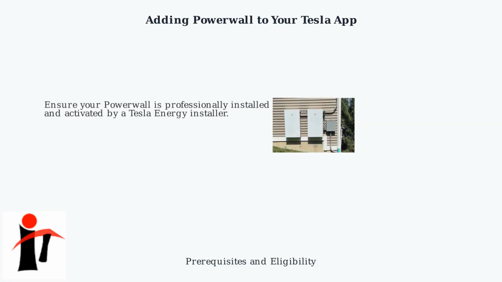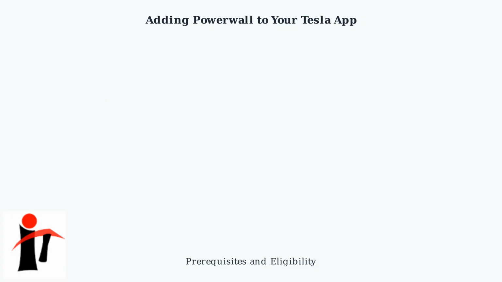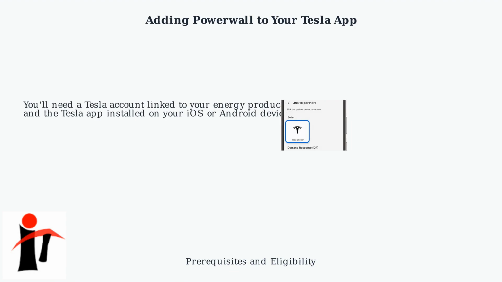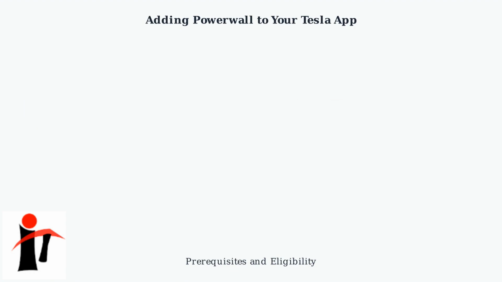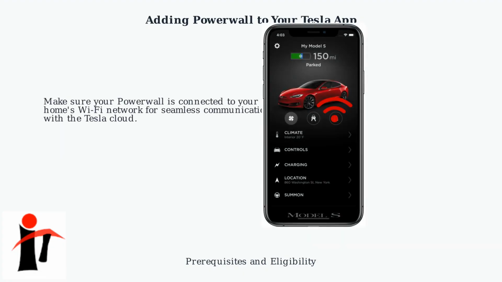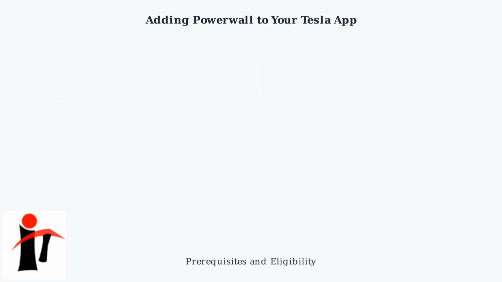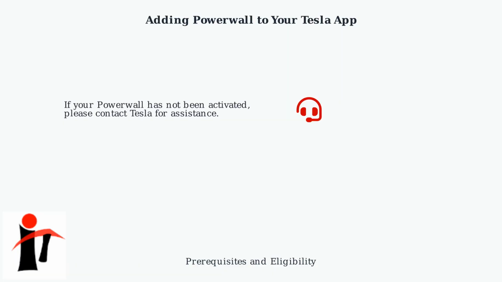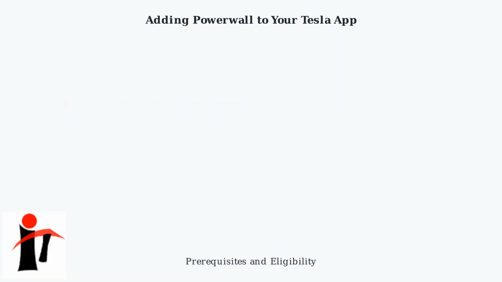Before you begin, ensure your Powerwall is professionally installed and activated by a Tesla energy installer. You'll need a Tesla account linked to your energy products and the Tesla app installed on your iOS or Android device. Make sure your Powerwall is connected to your home's Wi-Fi network for seamless communication with the Tesla cloud. If your Powerwall has not been activated, please contact Tesla for assistance.